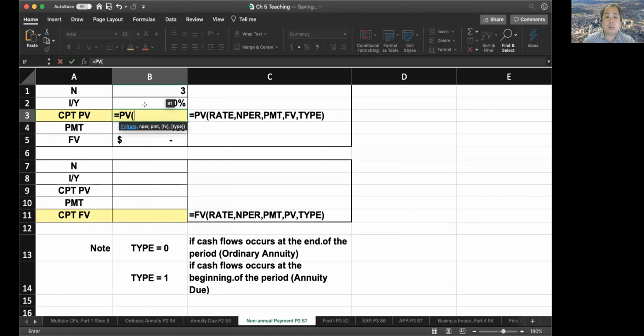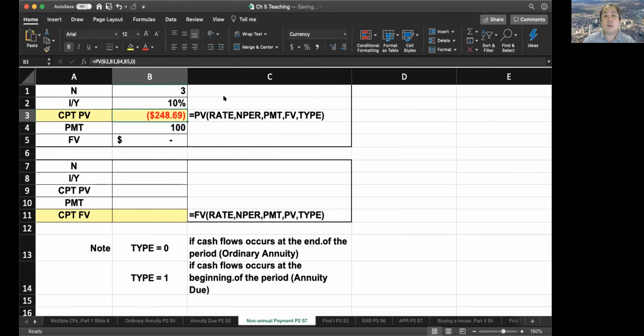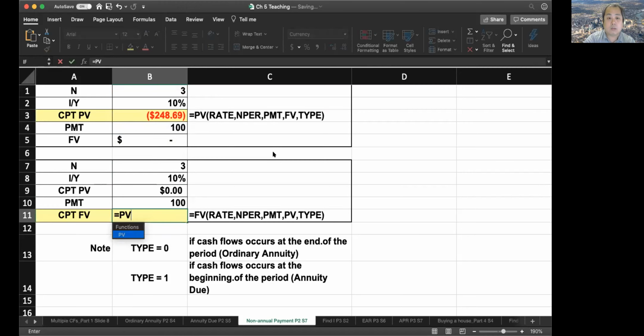The first argument is rate, so interest rate. The second one is the number of periods. The third one is PMT. The fourth one is FV. And then finally type. If cash flows occur at the end of the period, then type is 0. That's the case of ordinary annuity. So simply put 0, or you can just leave it blank. Then you have $248.69.